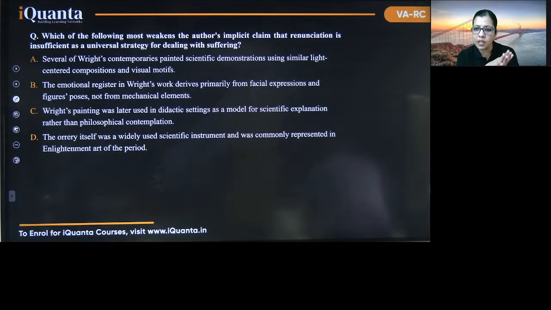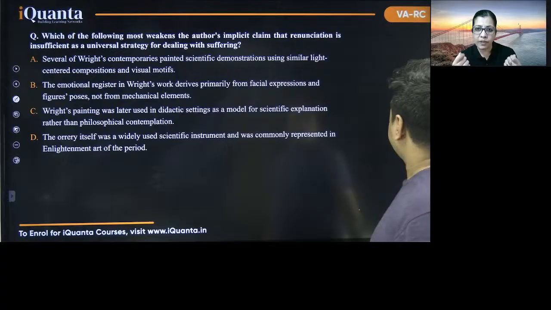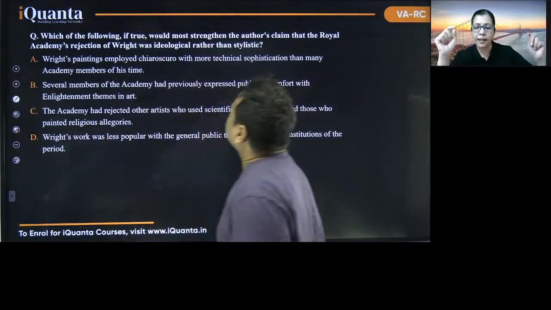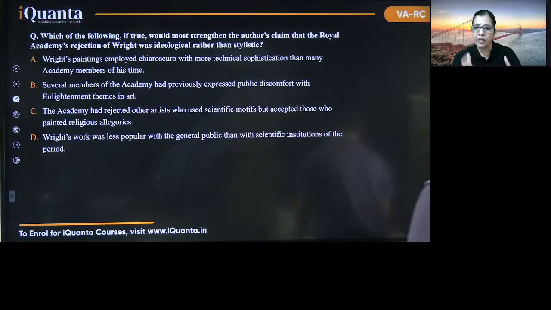Question number 2 was a strengthen question. Okay, so what was the strengthen question like? The question stem said the author claimed that it was ideological. So see, the first one is like weakening. Renunciation is insufficient. We have to weaken it. This was pretty cool. Then I moved on to the second one. The second one says we have to support the author.